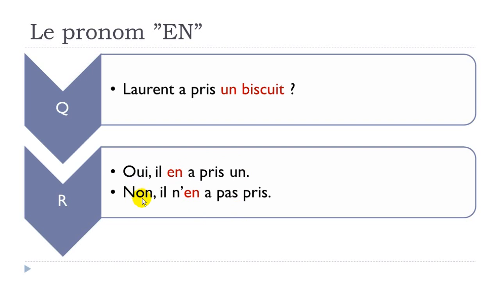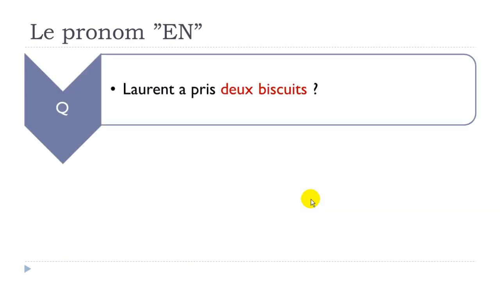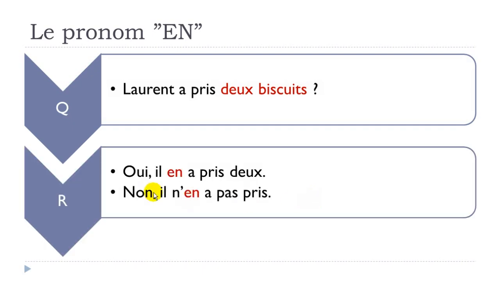Negative form, il n'en a pas pris. Alright, non, il n'en a pas pris. Laurent a pris deux biscuits. Oui, il en a pris deux. Non, il n'en a pas pris.